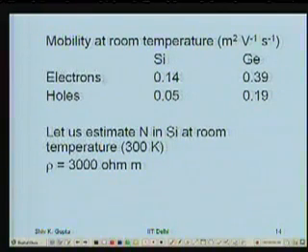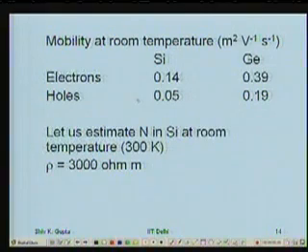You can see that electrons in silicon have 0.14 meter square per volt per second, while holes in silicon have 0.05, so about one third. And germanium is 0.39 for electrons in the conduction band, holes in the valence band is 0.19, almost half. So that's the mobility of these electrons and holes at room temperature, and the temperature dependence near room temperature is very marginal, and we don't consider it, we consider it to be constant.